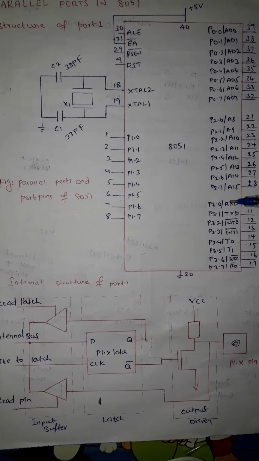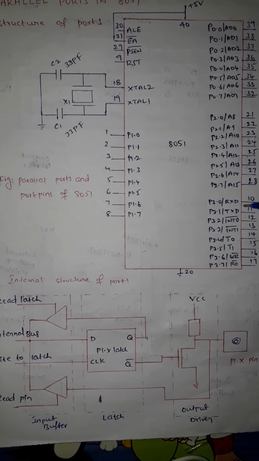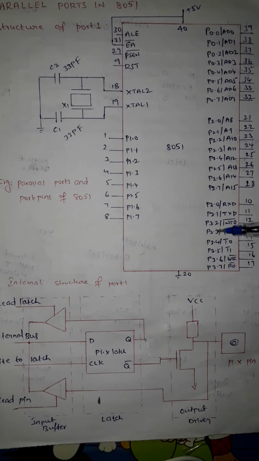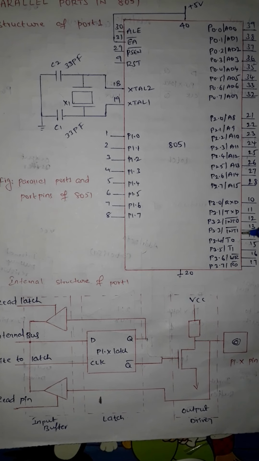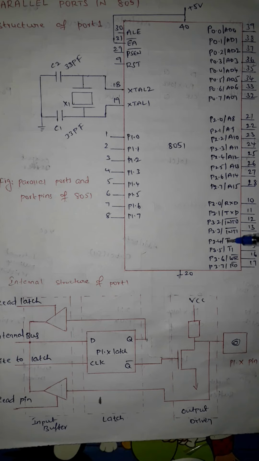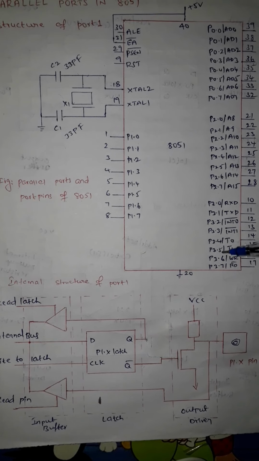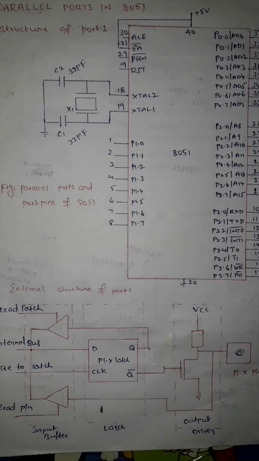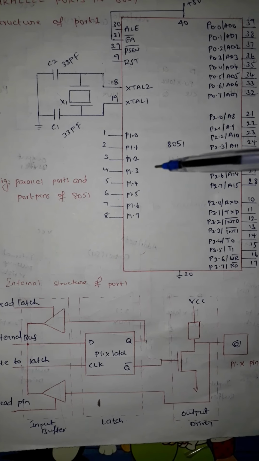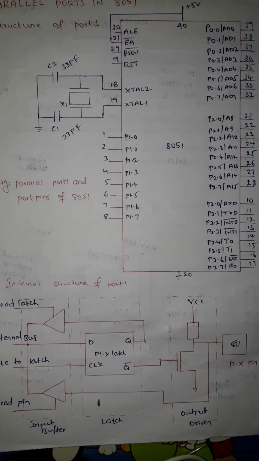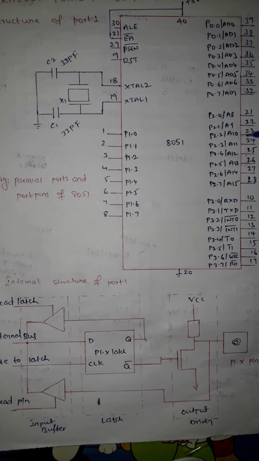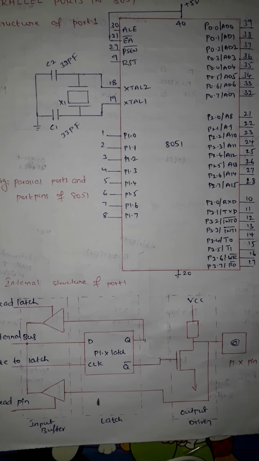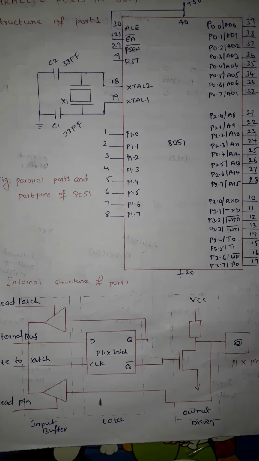P3.0 is used as RxD, P3.1 is used as TxD, and P3.2 and P3.3 are used for interrupts, and P3.4 and P3.5 are used for timers. Similarly, pins P3.6 and P3.7 are used for write and read operations. So only port 1 is used purely for IO operation, whereas all the other ports are used for IO operation and also for other functions.